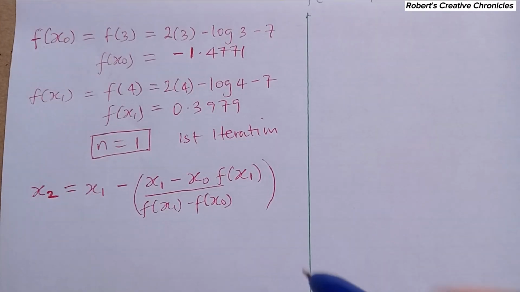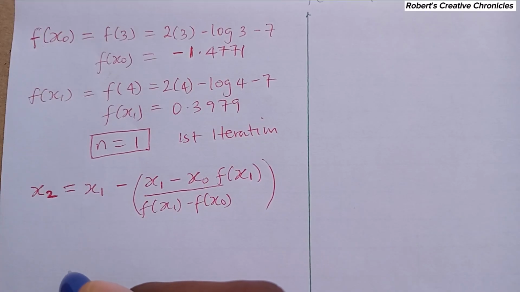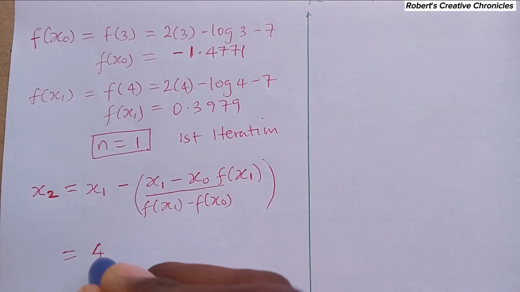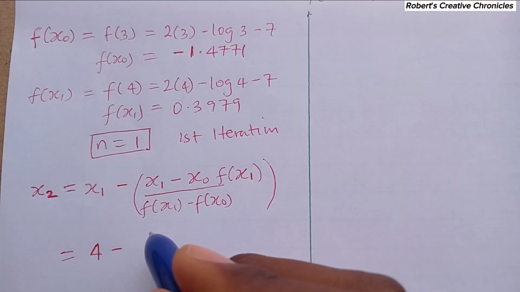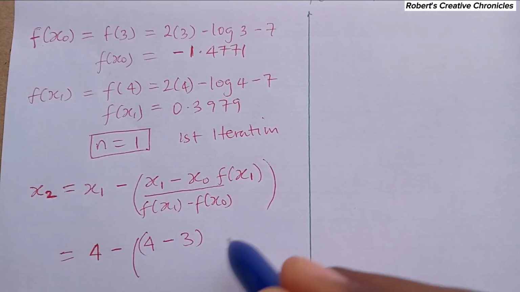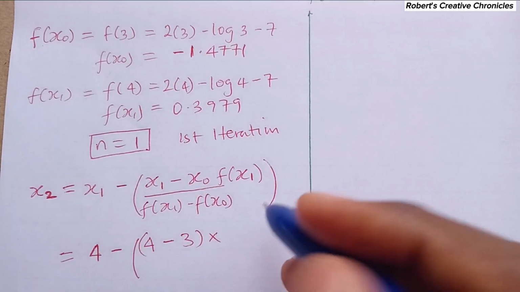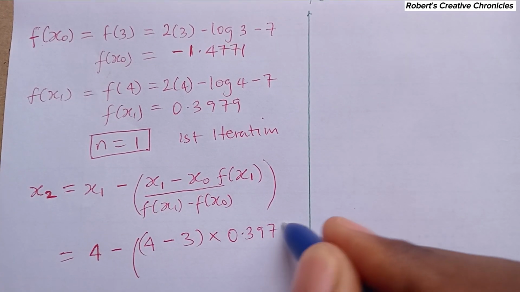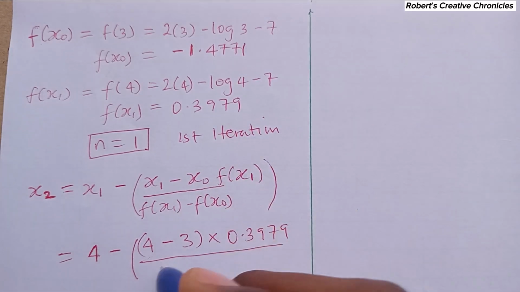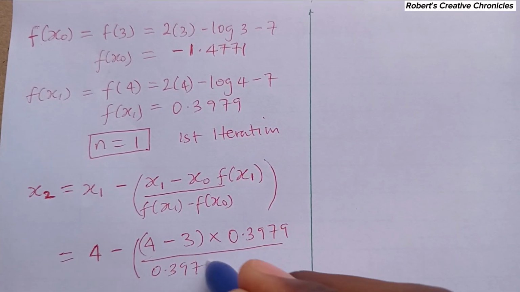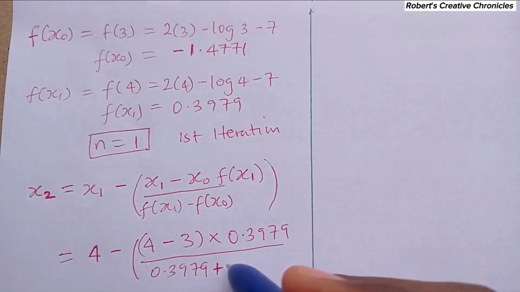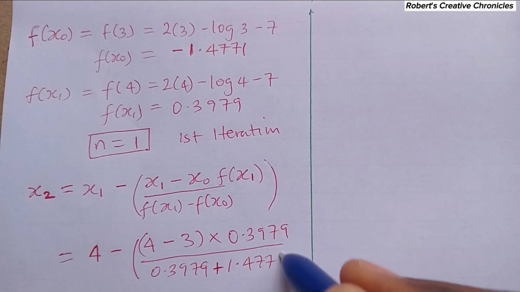So now let's substitute it inside. What's x1? X1 is 4 minus (4 minus 3) times f(x1), which is 0.3979, divided by f(x1) minus f(x0), which is 0.3979 minus, it will now be plus, since it's minus this, 1.4771.